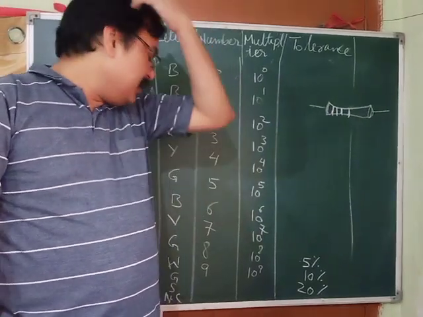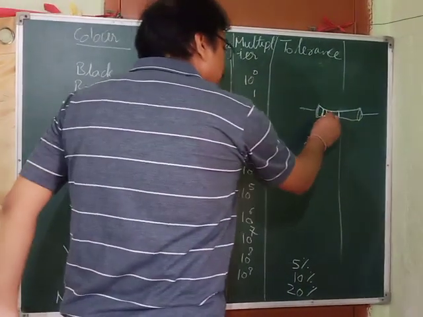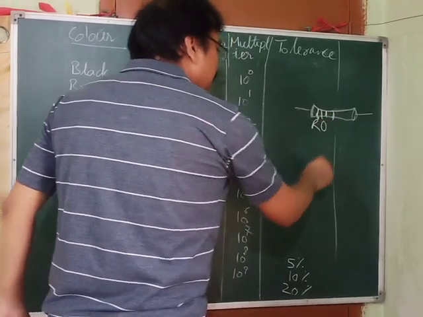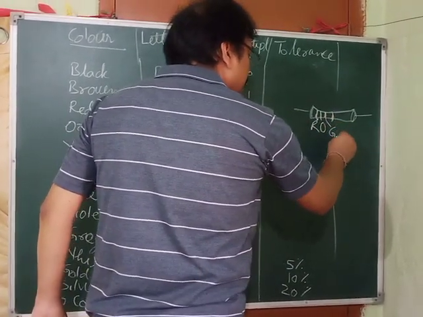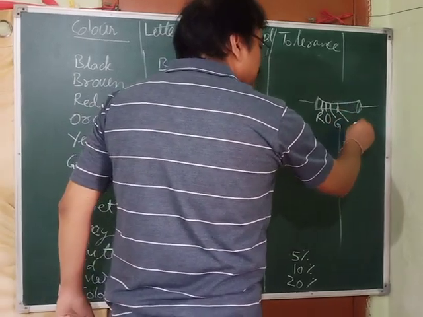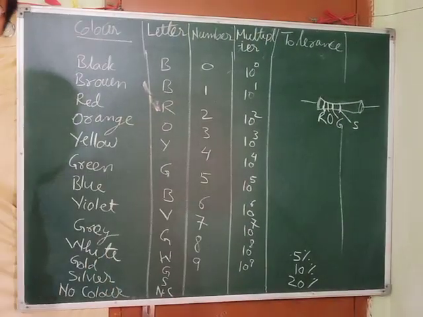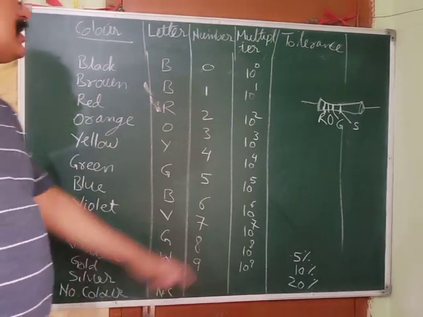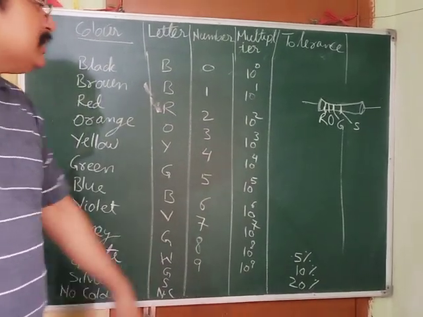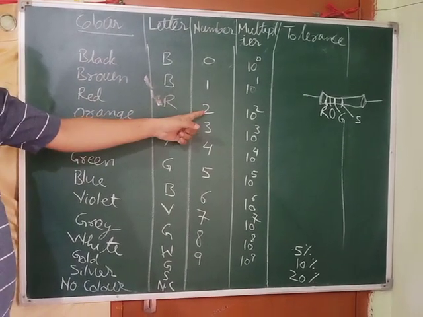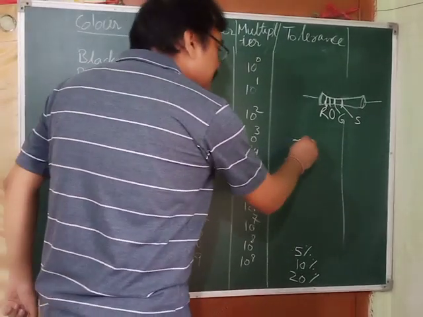Now see, suppose this is red, this is orange, and this is green, and this is suppose silver. Then what will happen? What is the resistance of this resistor? Can you find out? See, this is red. Which number has been assigned? 2. So you will write the first digit 2.